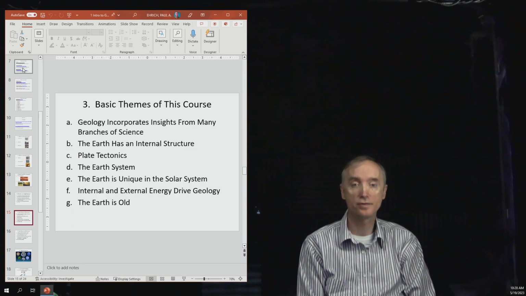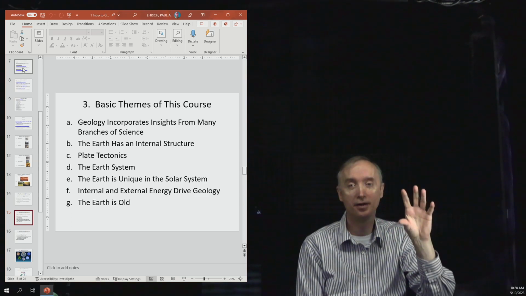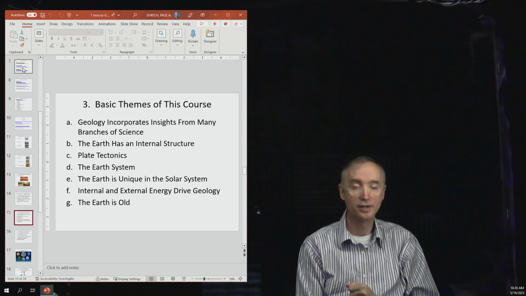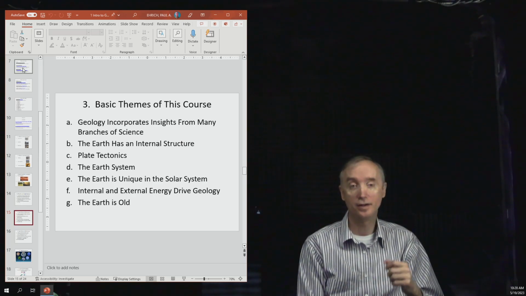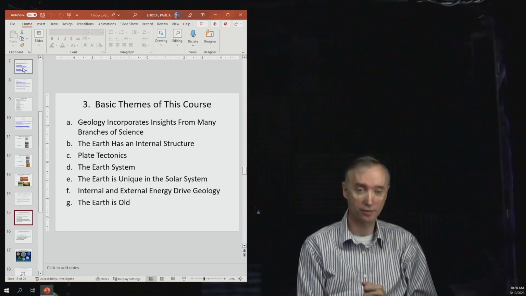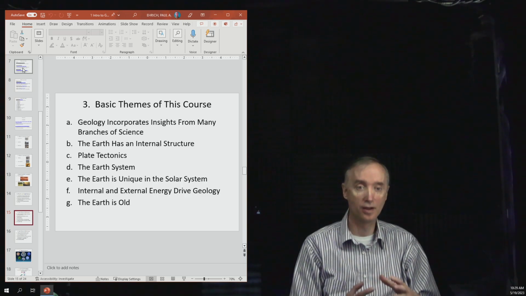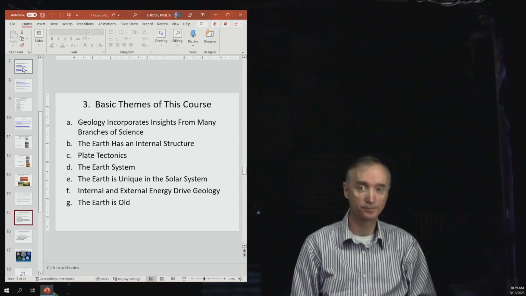Then we're going to talk about the Earth system. The Earth system consists of 5 interlocking spheres. So we have the geosphere, which is the solid part of the Earth. Then you have the atmosphere, which is the gaseous part of the Earth. You have the hydrosphere, which is the liquid part of the Earth. You have the cryosphere, which is the frozen part of the Earth. And then you have the biosphere, which is all the life that makes up the Earth. And so all 5 of these different systems interact with each other.